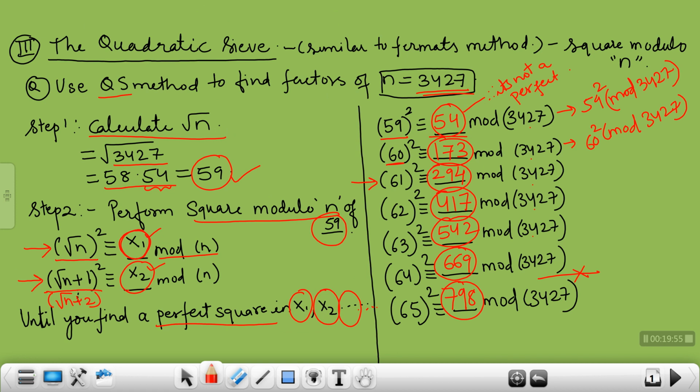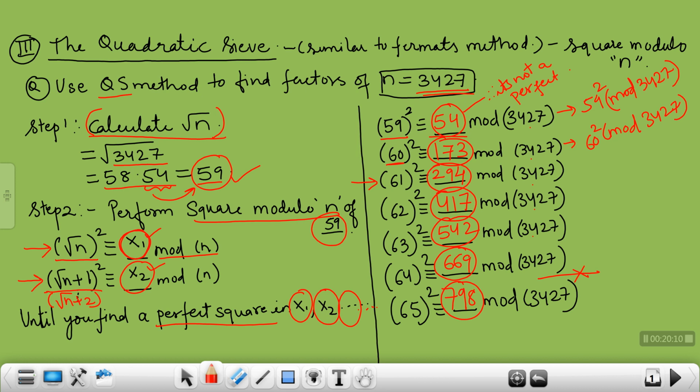Okay, so what is step number one? Step number one is nothing but to calculate the value of square root of n. Square root of n is nothing but 58 point something, which we rounded to 59. Second is to perform the square modulo n.